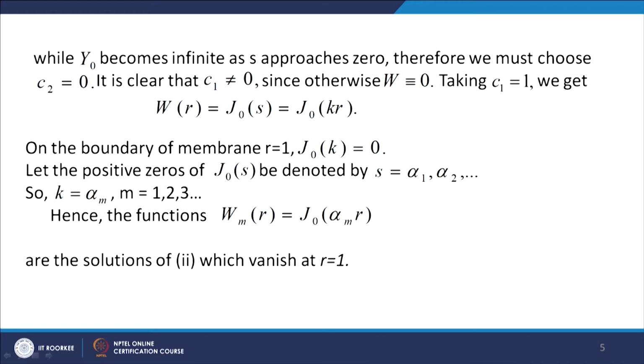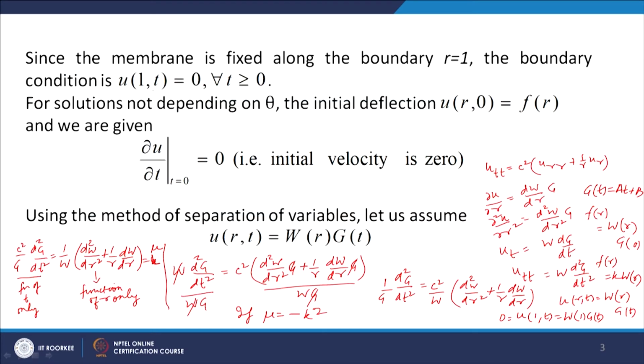Now, on the boundary of the membrane r is equal to 1, so we have J0(k) equal to 0, because on the boundary we know that u(1, t) equal to 0.